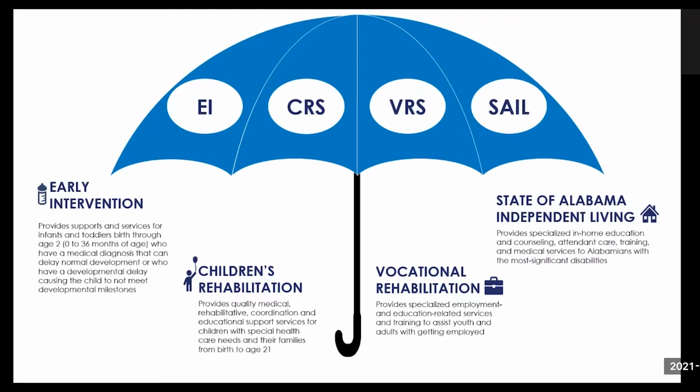And then next to EI in the umbrella is Children's Rehab Service. Well, Children's Rehab Service does a lot, y'all. I mean, they're pretty fantastic, just like early intervention. When a baby has a disability, we get them in early intervention, but children that have disabilities, we serve them and we help their families too with special health care needs, all the way from birth to age 21 as well.